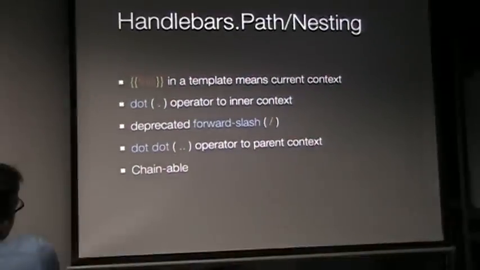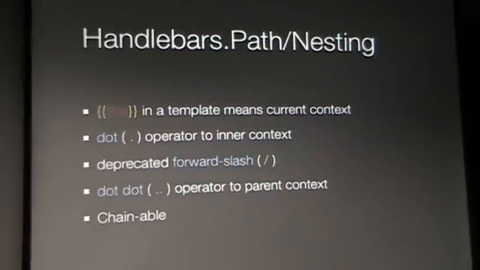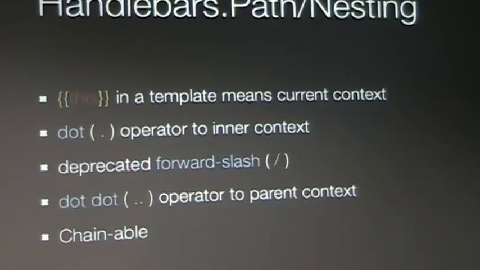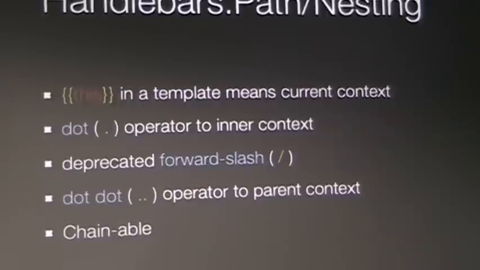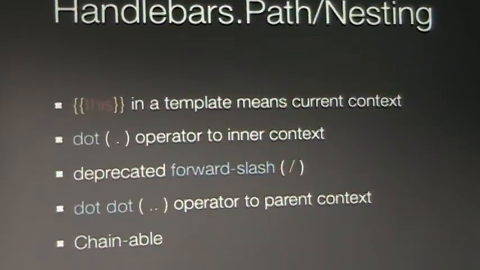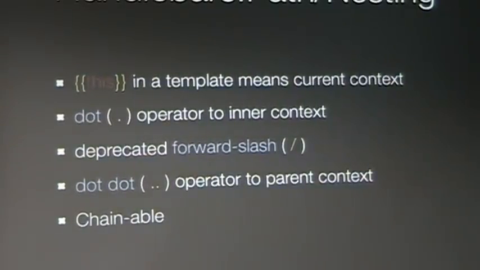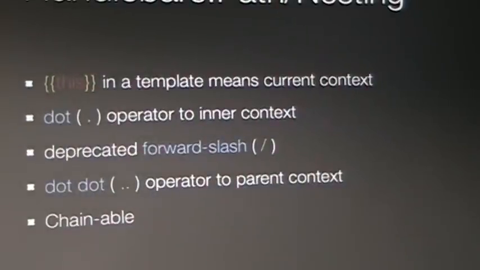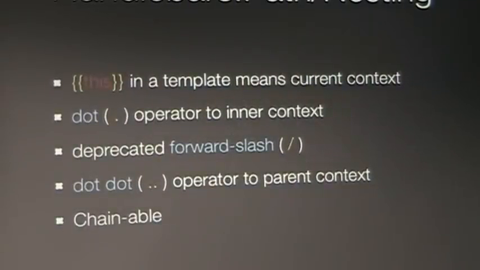So there's also this special expression, which is this, in a template. It means the current context. When you use the dot operator on a root element, you go into the inner context, and then there's the deprecated slash. And there's the double dot operator to go to the parent context. And it is chainable, in the sense that, for example, if you want to go up two levels, you can use ../..